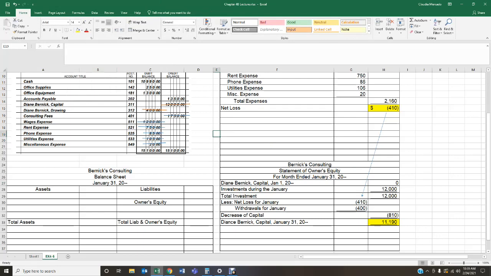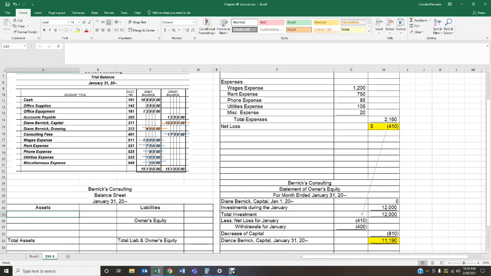On our balance sheet, we're going to balance our assets, liabilities, and owner's equity. The first thing we have are our assets. This is anything that we own. Well, we have cash, office supplies, and office equipment. Those three accounts represent my assets.